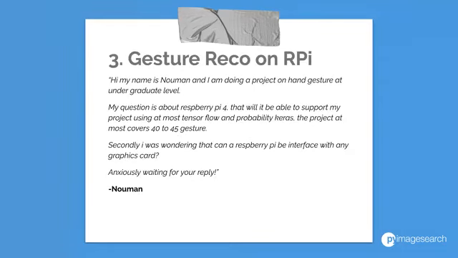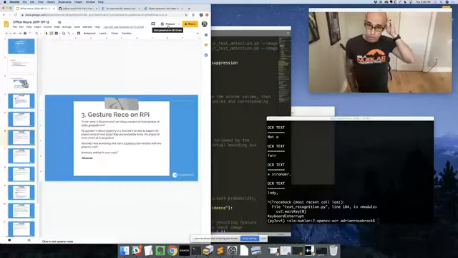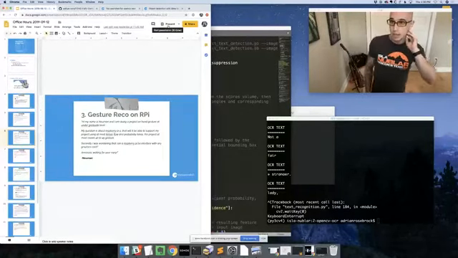Our third question is from Newman. And Newman says, I am doing a project on hand gesture recognition at an undergraduate level. My question is about the Raspberry Pi 4, and will it be able to support my project using at most TensorFlow and Keras, and probably needs to recognize 40 to 45 gestures. Secondly, I was wondering, can a Raspberry Pi interface with a graphics card? Is that possible? So graphics cards on a Raspberry Pi with OpenCV is a gigantic can of worms.